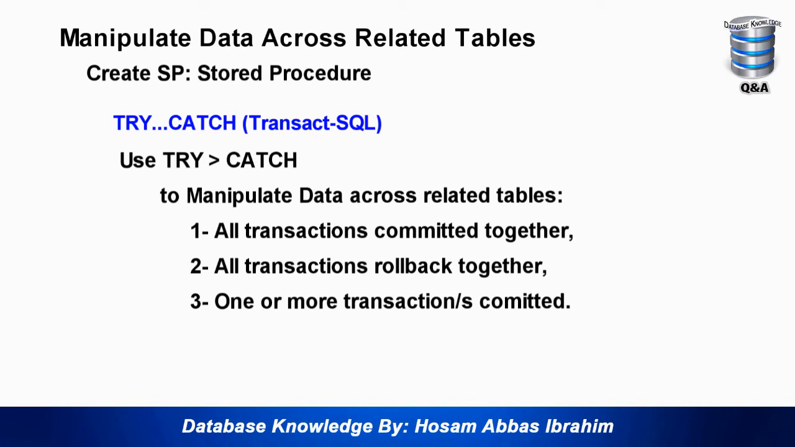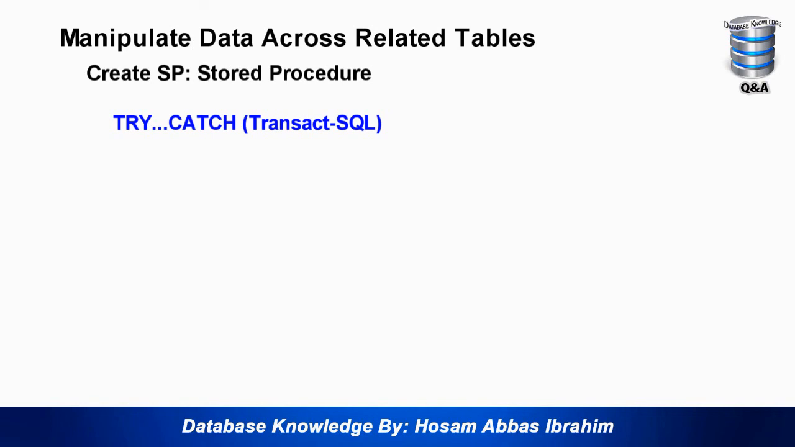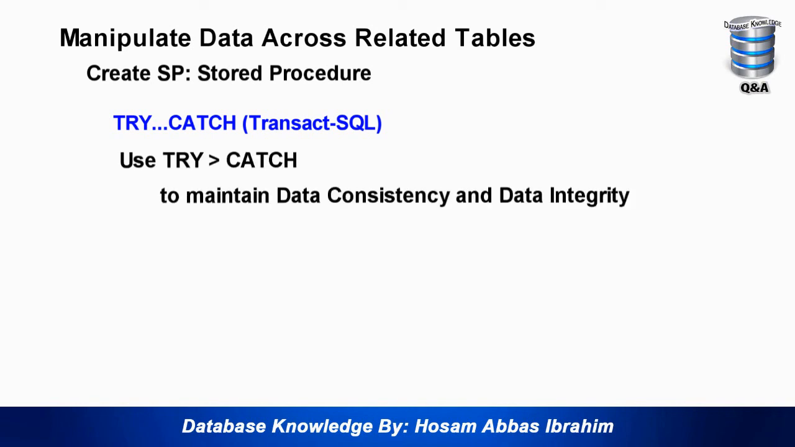So we have made 3 different cases where 2 transactions go together, or 2 transactions roll back together because of an error, or 1 transaction goes only because the master record exists. And this is a very good example of using try catch transactions in order to maintain the data consistency and the data integrity among our tables.